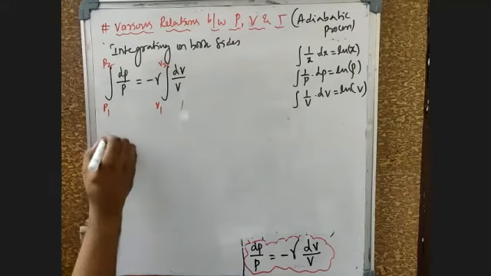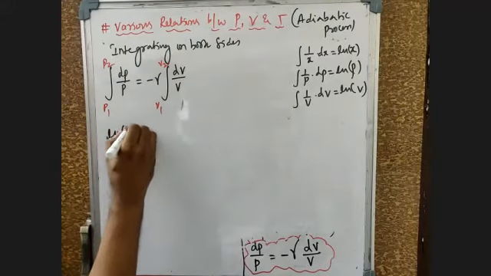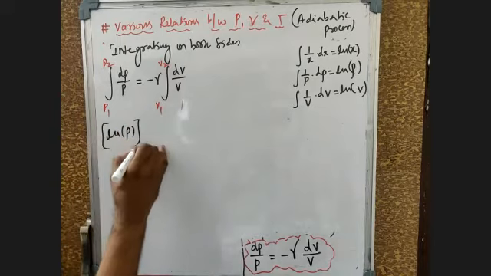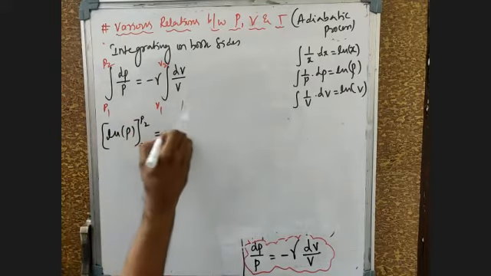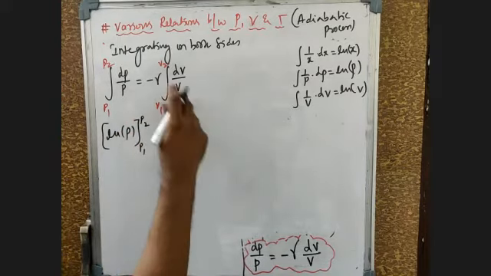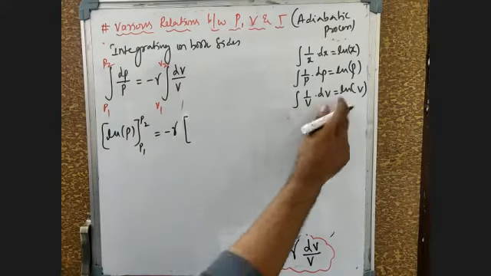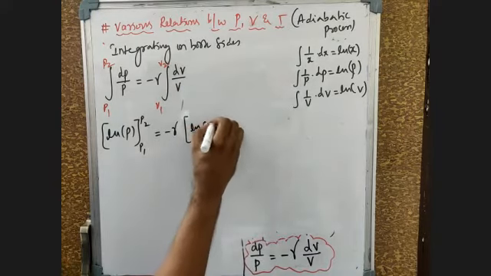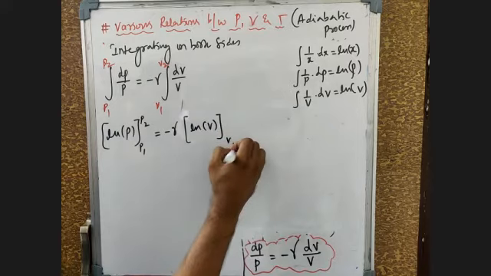So now can I write the integral of dP by P is equal to ln of P, with limits from P1 to P2, which is equal to minus gamma times the integral of 1 by V dV, which is ln of V, with limits from V1 to V2.